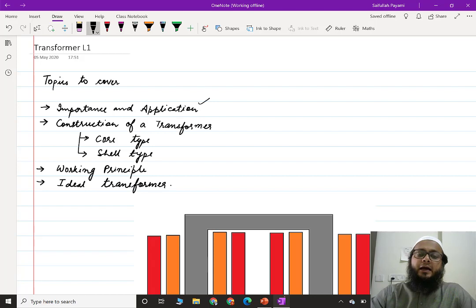Okay, and now we will discuss the construction of a transformer. The construction of a transformer is basically of two types: core type or shell type. Then we will talk about the working principle, and to explain the working of a transformer, we will first take up the case of an ideal transformer, and then gradually convert this ideal transformer into a practical transformer, and the concepts will build over it.